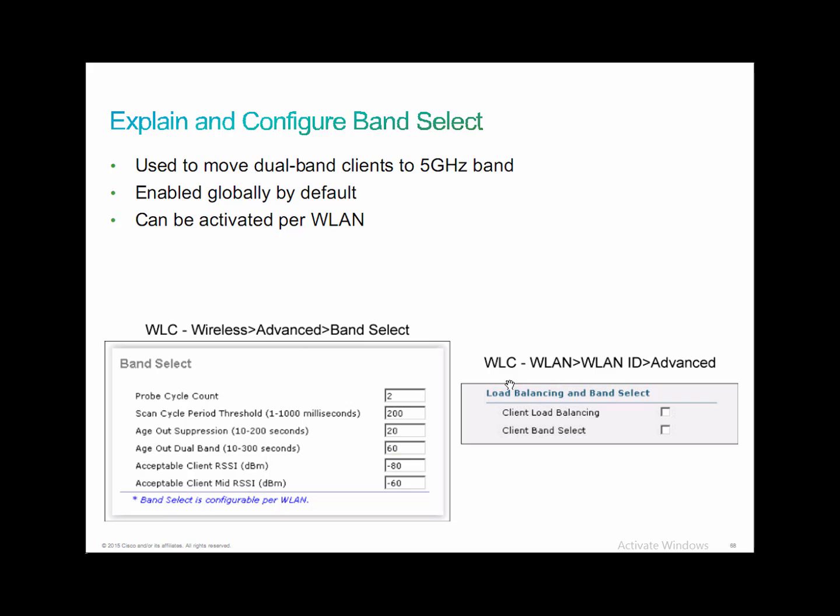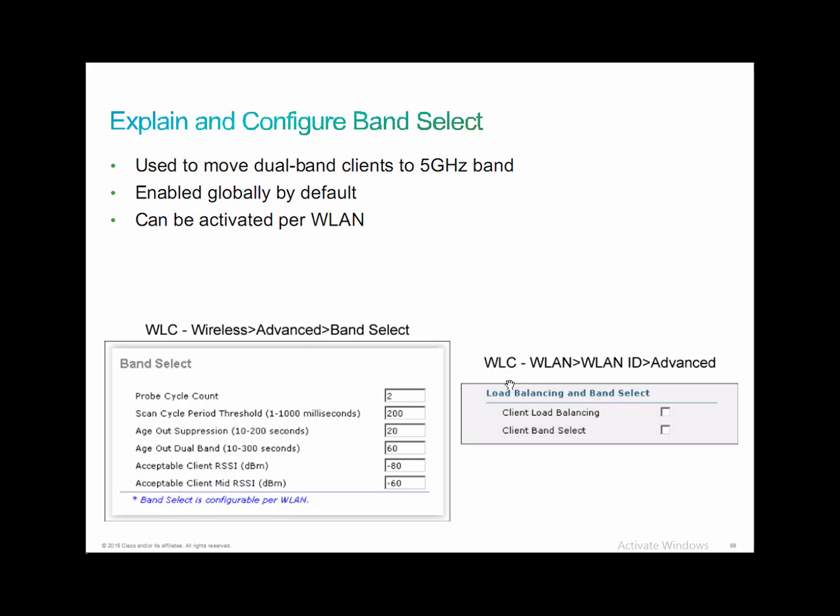That is the time that an AP waits before it increments the probe cycle count. Okay, now when does that occur? The AP only increments the count if the difference of the time between the latest and the last probe is more than that configured value. All right, so anything less than 200 milliseconds in this case would not increment the cycle count number.